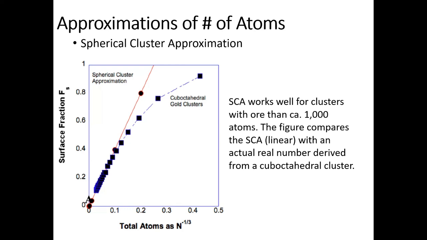This is surface fraction. You get a line. However, in reality, if you look at a cuboctahedron, as it gets smaller, remember it's going smaller this way, larger this way, the smaller it is, it deviates from the ideal situation. So the spherical cluster approximation is very accurate for larger clusters, more than 1,000 atoms.